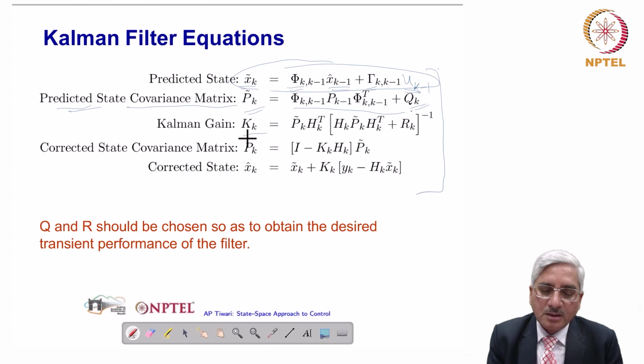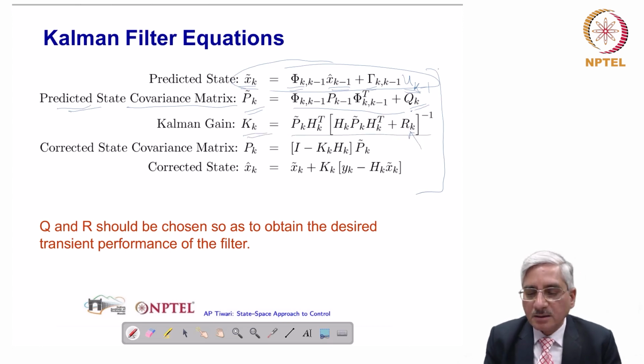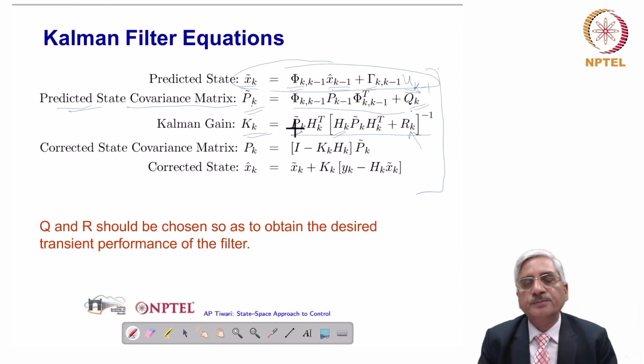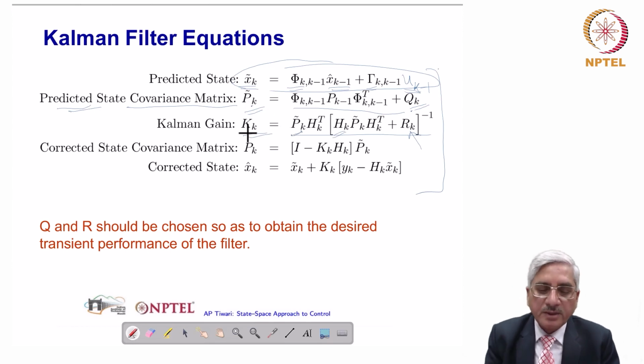Using that we calculate the Kalman gain. R is either known or to be assumed. This H is the output matrix. This P is here. So we have calculated the Kalman gain. We are ready to apply the correction.